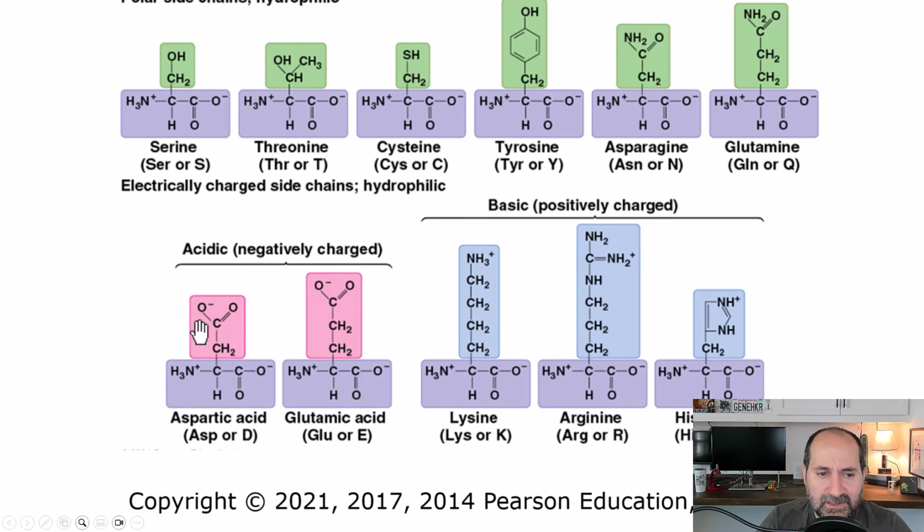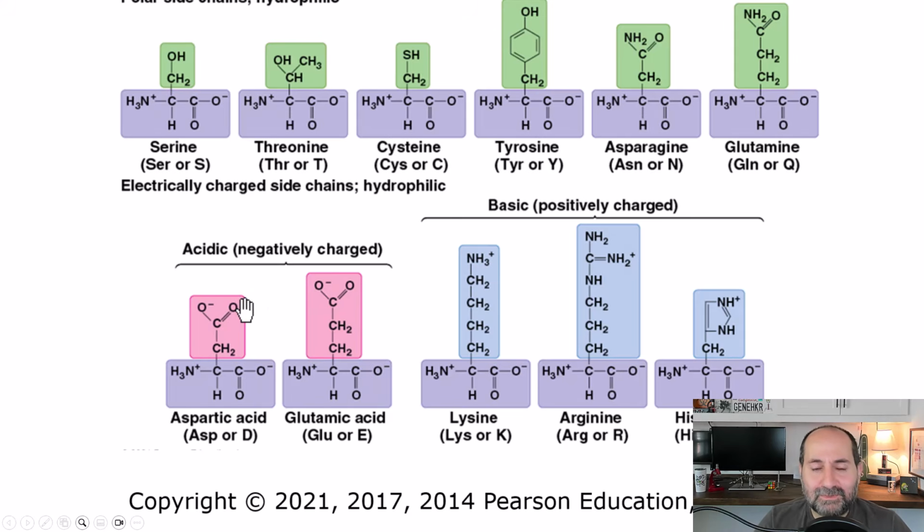Well, it looks like, what is that group? Look at the end of these R groups. So what is this? Well, aren't those carboxyl groups at the end of these R groups? And what do we know about carboxyl groups? That's right, they're acidic. So these pink ones, aspartic acid and glutamic acid, these are acidic amino acids.